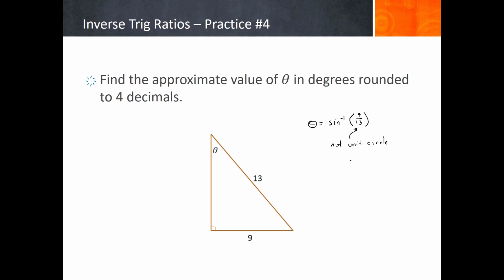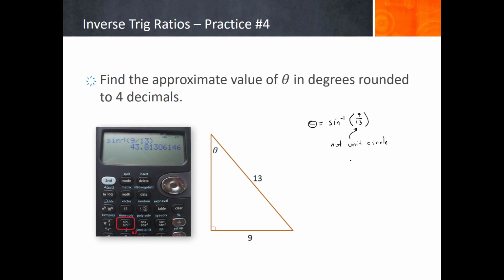So we're going to have to go to our calculator, and if we compute the inverse sine of 9/13, we will get an approximation of 43.81 degrees. It's degrees because my calculator is in degree mode. Had my calculator been in radians, then this would have been in radians.